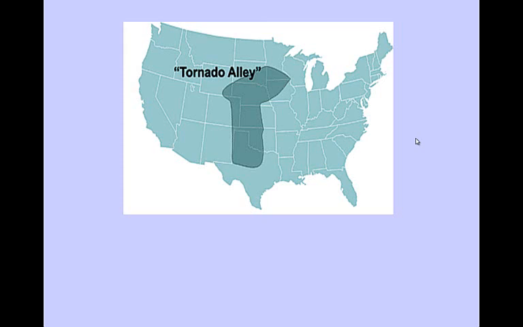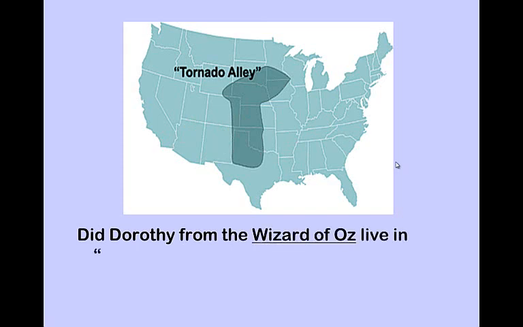There's a picture of Tornado Alley. Tornadoes have been known, though, to travel all the way in this direction. So they'll come from Tornado Alley and come all the way in this kind of southeasterly or easterly direction. And remember that it's the westerlies that are pulling them this way. Our major wind pattern is what pushes them in this direction. So, did Dorothy from The Wizard of Oz live in Tornado Alley?